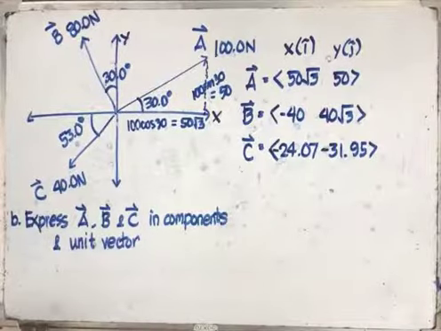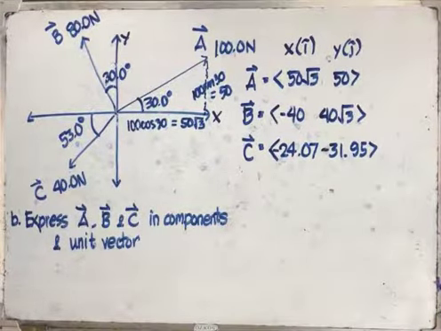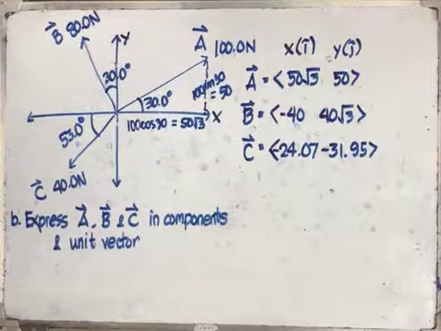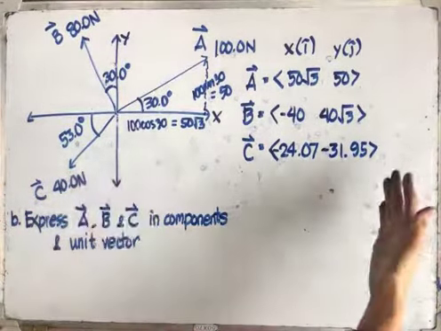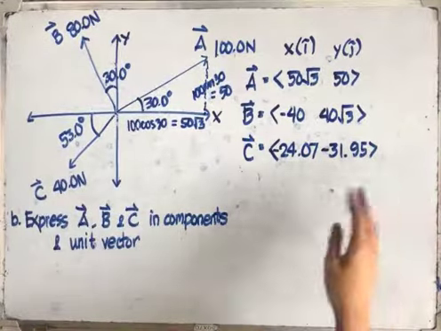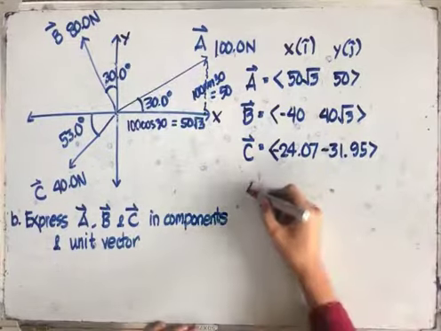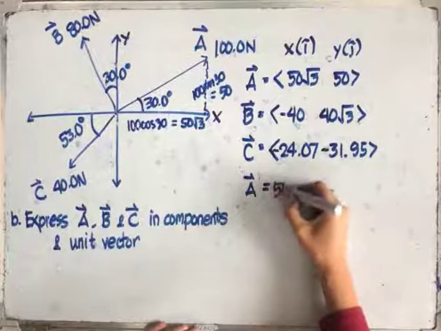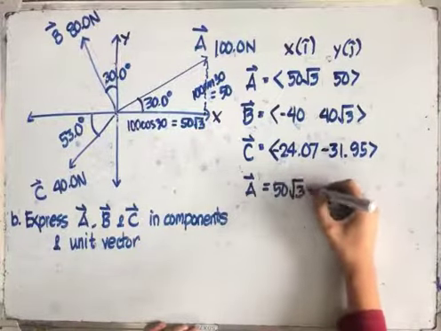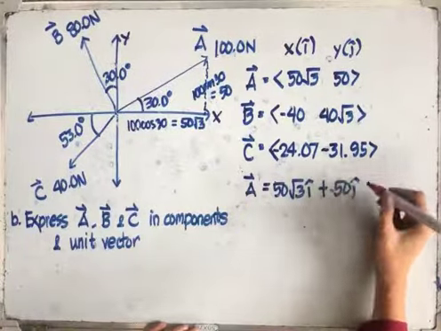Letter B question, which I believe should come before letter A question. Express the vectors A, B, and C in components and in unit vector. So, ang components natin from the original given na ganitong figure, ito na yung magiging components natin. You can write your final answer in this manner, or pwede mo din siya isulat using the mas usual na form na ganito. So, lagyan mo siya ng I hat plus 50 J hat.